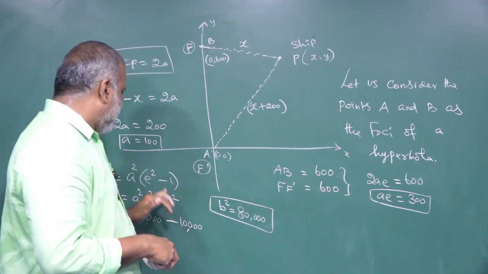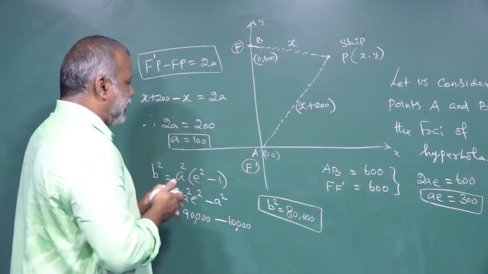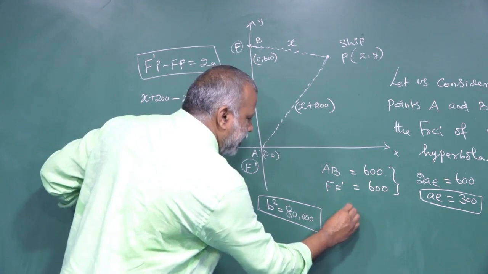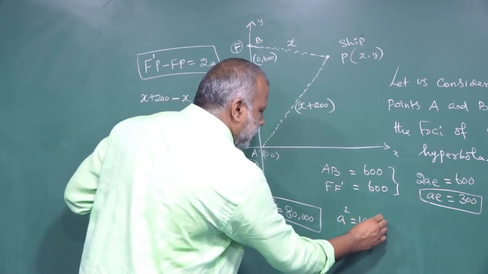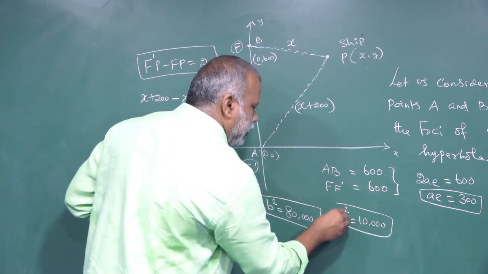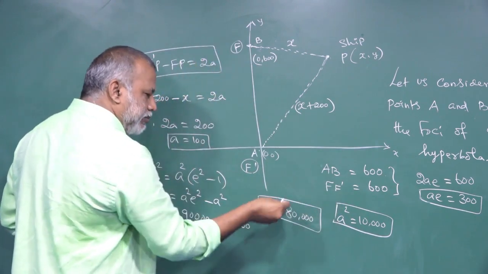See here, we already worked out a. a is nothing but 100. From this we can say a squared equal to 10,000. So we need a squared, b squared.